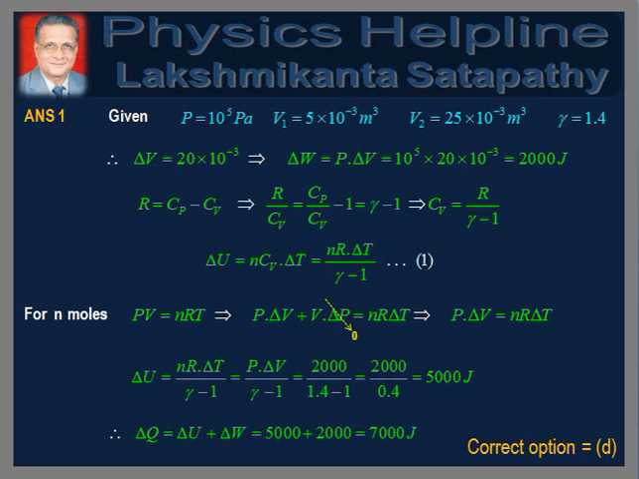Now, delta W is equal to P into delta V, which is equal to P into V2 minus V1. It is given that the constant pressure P is equal to 10 to the power 5 pascals and volume changes from V1 is equal to 5 into 10 to the power minus 3 meter cubed to V2 is equal to 25 into 10 to the power minus 3 meter cubed. Also, gamma is equal to 1.4.